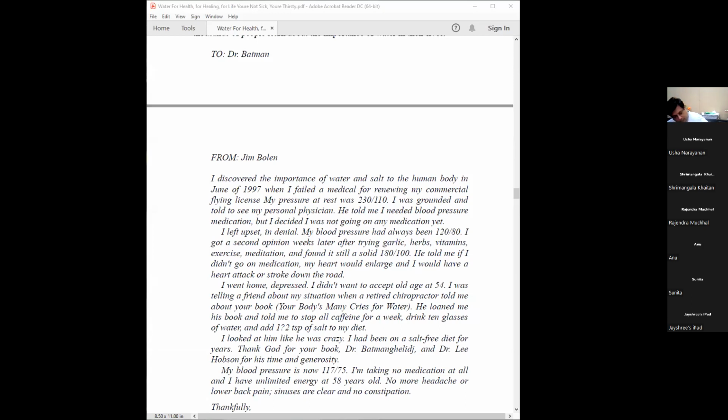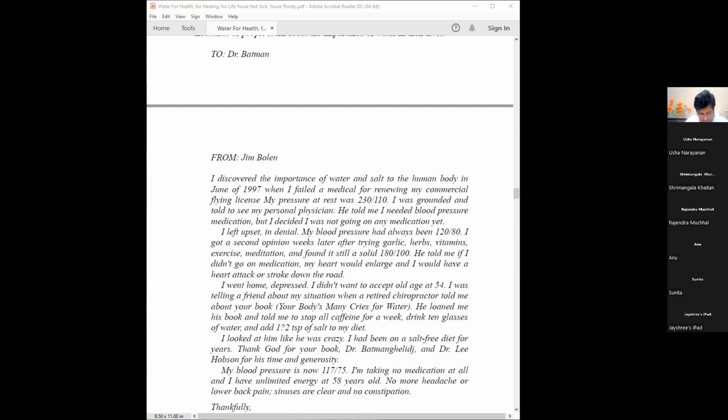He told me I needed blood pressure medication, but I decided I was not going on any medication yet. I left upset, in denial. My blood pressure had always been 120 by 80.